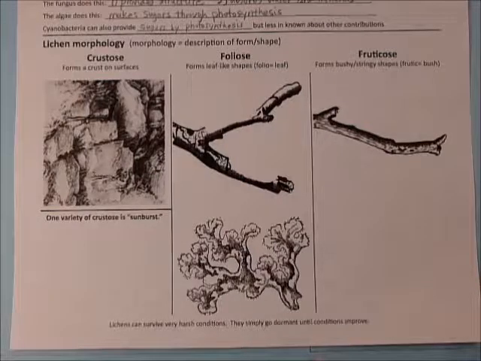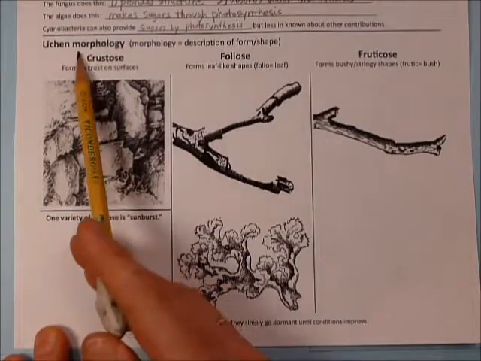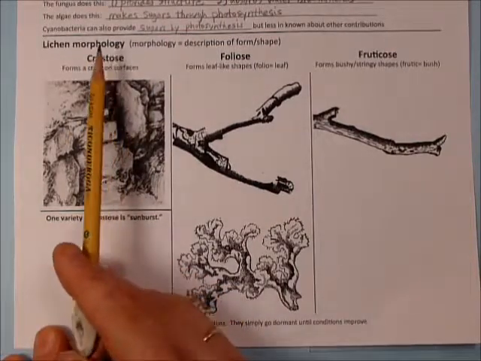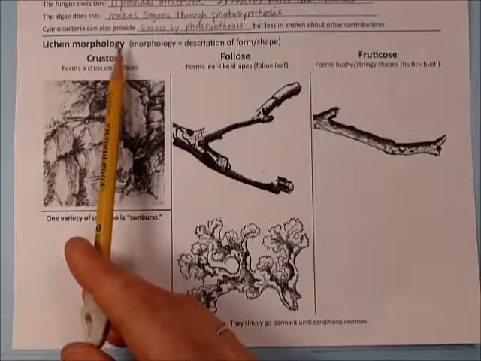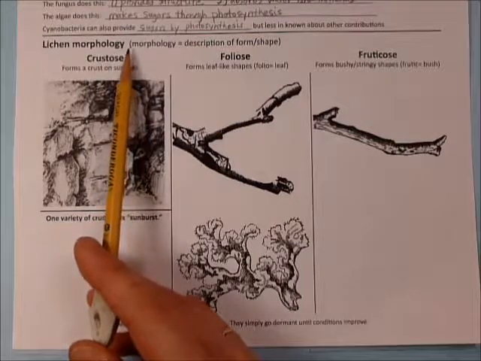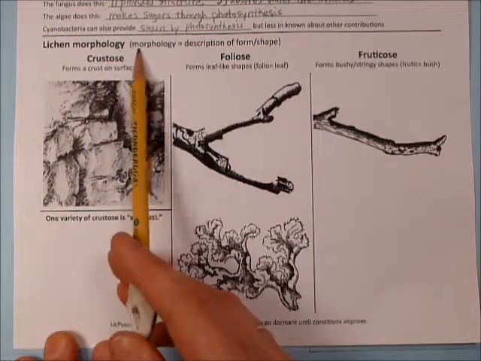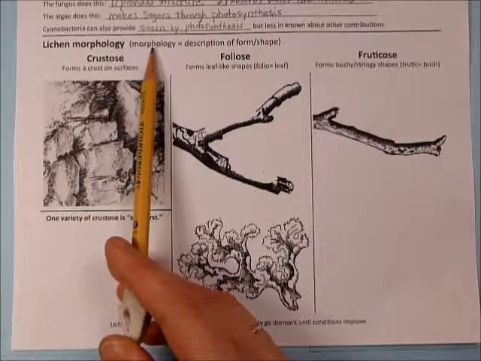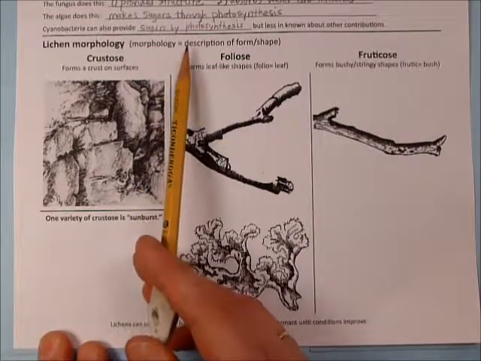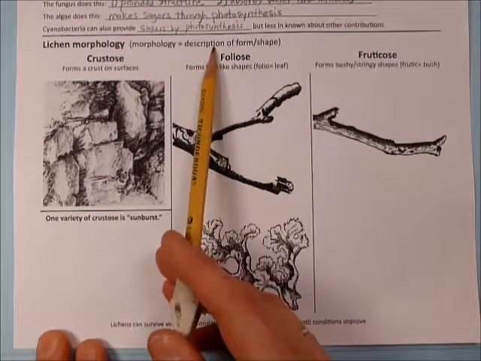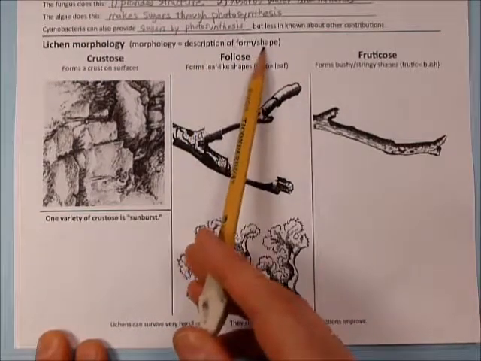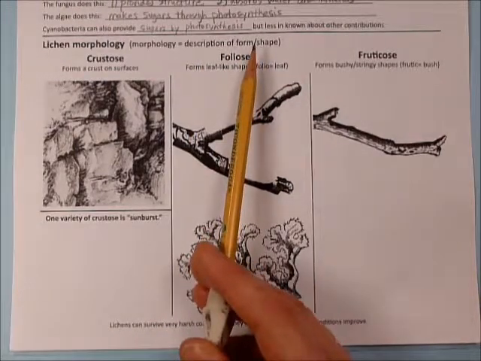So for this lower section, we're going to look at lichen morphology. This is a really good word to know. You see it all the time in biology. Every type of biology, they'll talk about the morphology of something. So morph means the shape or the form. Ology means the study of. So this is where we describe the form or the shape. Basically, what does it look like?